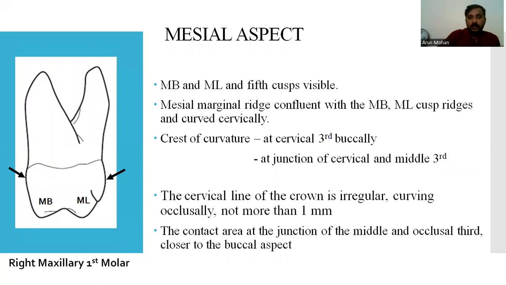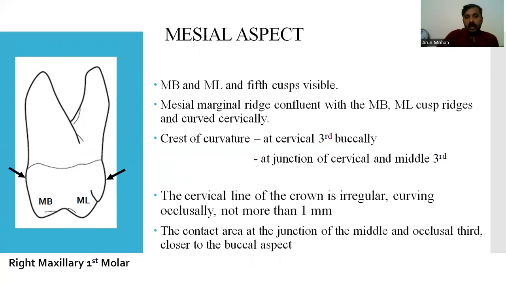Mesial aspect: both the mesiobuccal and mesiolingual cusps and part of the cusp of Carabelli, the fifth cusp, are visible from the mesial aspect. The mesial marginal ridge is confluent with the cuspal slopes of both the mesiobuccal and mesiolingual cusps and is curved cervically. The crest of curvature will be at the cervical third buccally, and lingually it will be at the junction of the cervical and middle third.